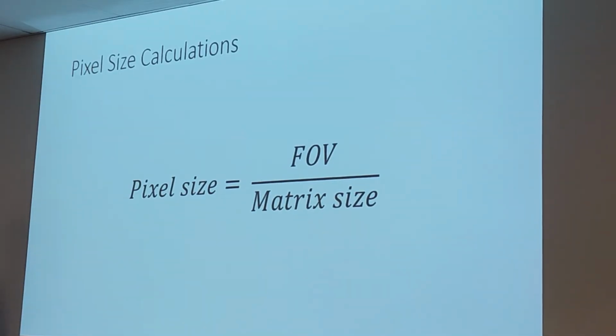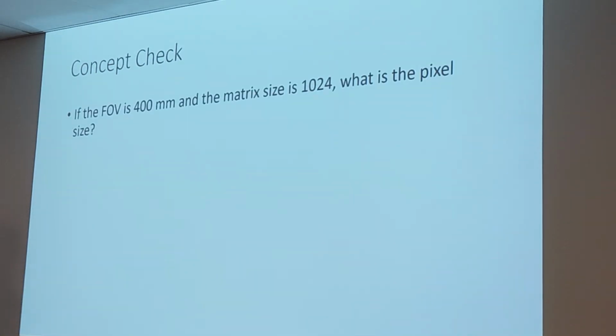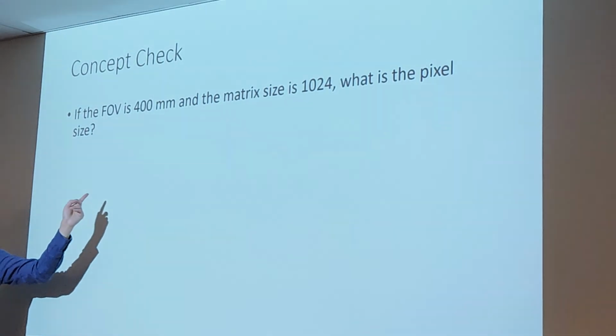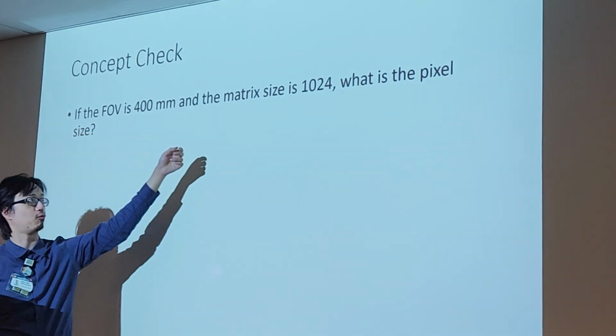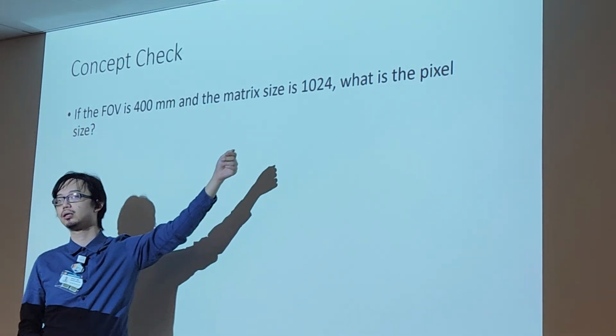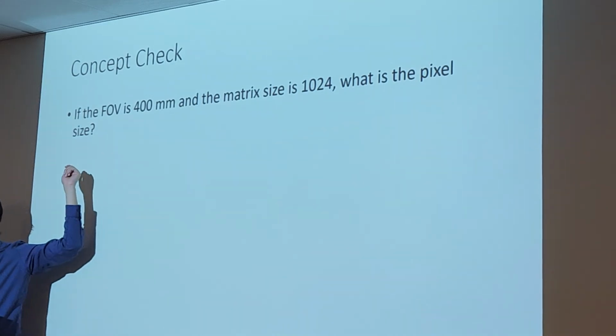All right. If the field of view is 400 millimeters and the matrix size is 1024, what is the pixel size? 0.39. So I'm just giving you one side, right? One side of the field of view is 400 millimeters, one side of the matrix is 1024. What is one side of the pixel?